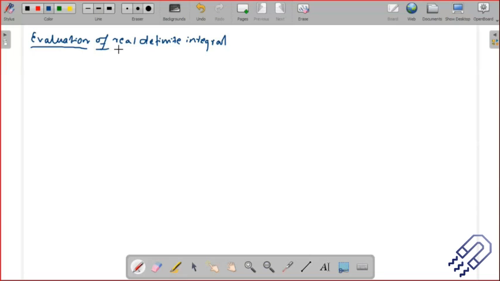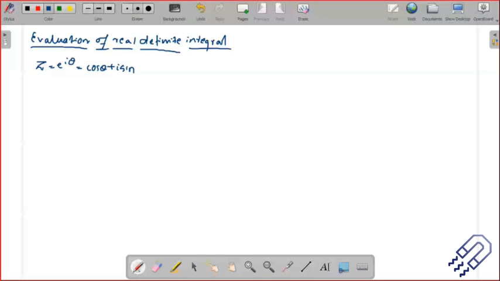z is equal to e to the power i theta. We can write it as cos theta plus i sin theta, so I'm just representing it in terms of trigonometric functions. These replacements we are going to do. Similarly, 1 by z, which is 1 by e to the power i theta, can be written as e to the power minus i theta. So this would be cos theta minus i sin theta.